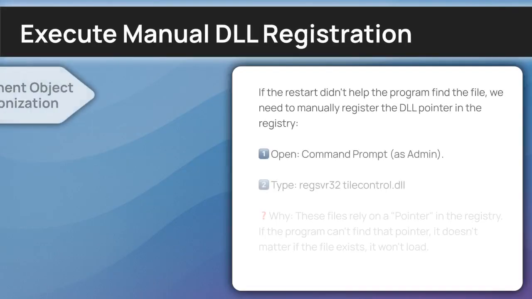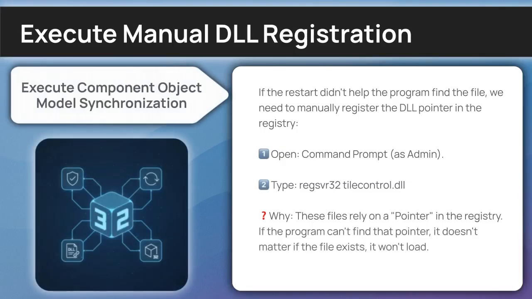Rebooting was just the start. Now, let's apply the core fix in this third step. Feel free to pause the video if you need a second to navigate. If the restart didn't help the program find the file, we need to manually register the DLL pointer in the registry. First, open command prompt as admin. Second, type regsvr32, followed by your file name causing the error, then hit enter.